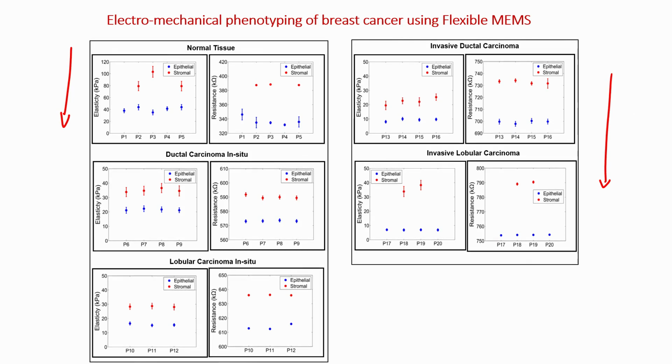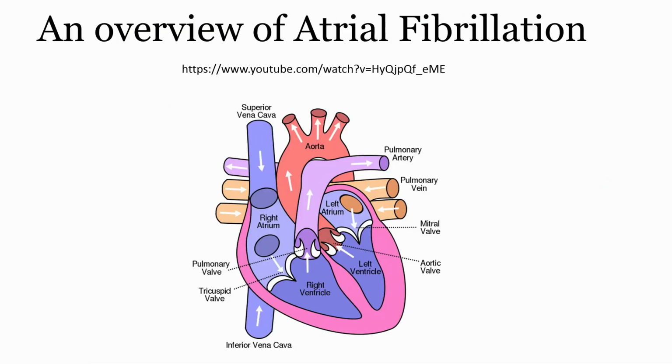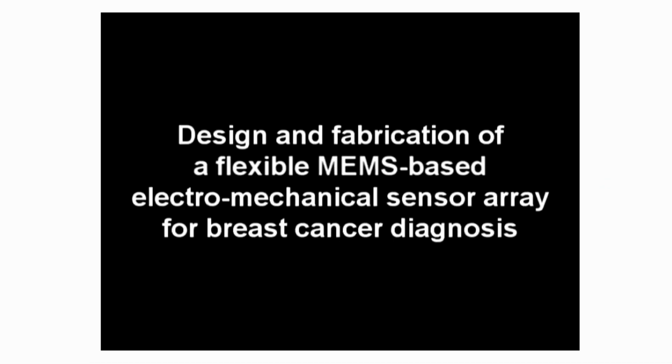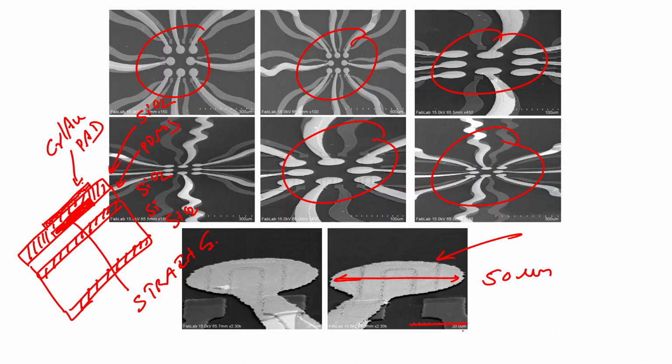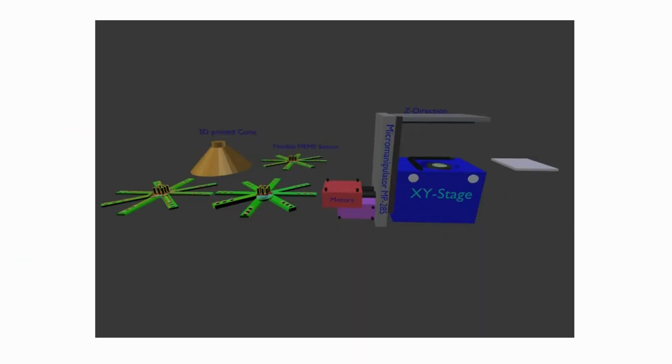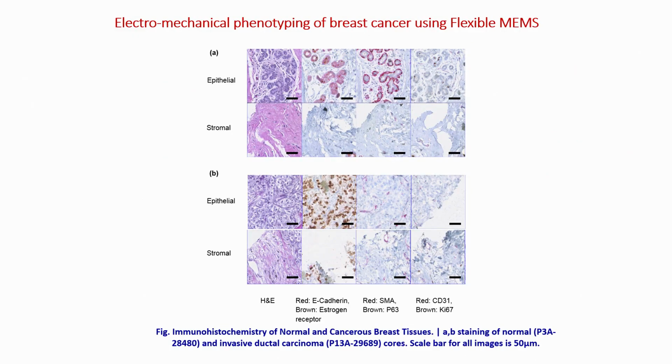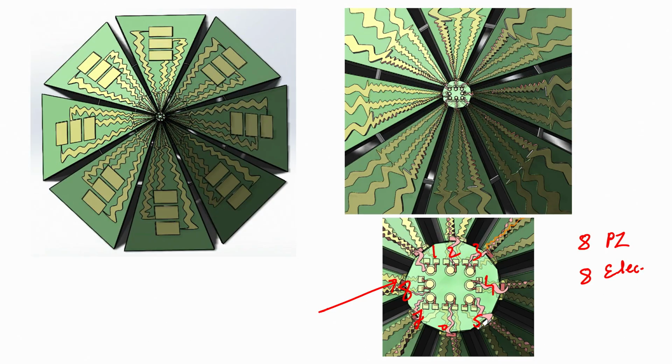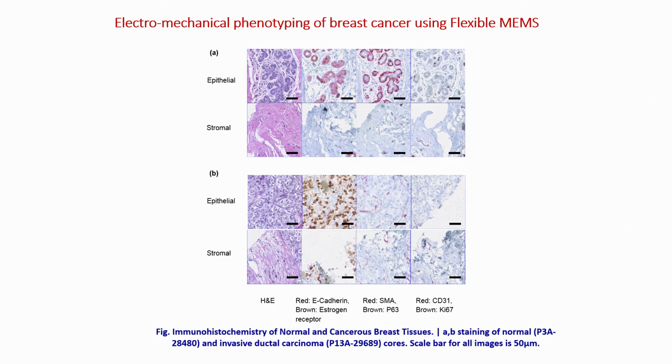Right guys, so what have we learned? We have learned about the flexible MEMS, which is capable of delineating normal, ductal carcinoma in situ or lobular carcinoma in situ, and invasive ductal carcinoma or invasive lobular carcinoma tissues obtained from the biopsy, right.